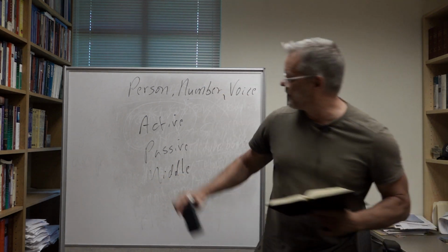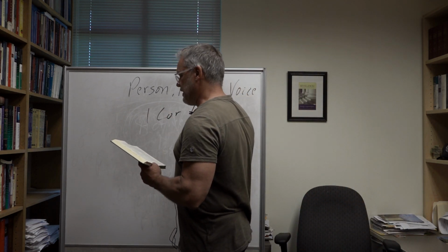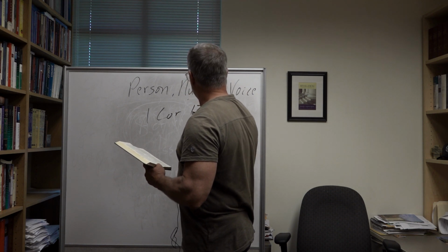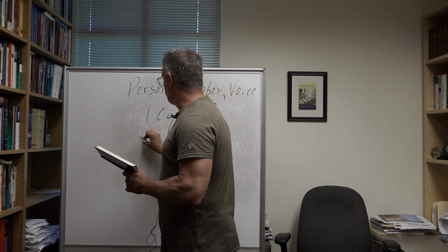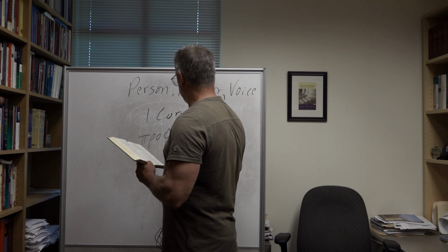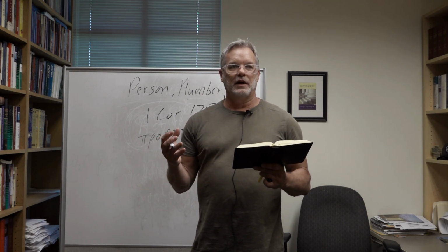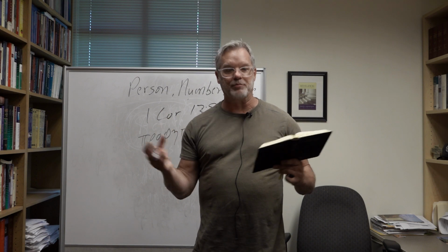He says, where there are prophecies, and again, I'm going to erase that and write this out. This is 1 Corinthians 13 and verse 8. So notice what he does. He says, where there are prophecies, which is one of the gifts that he's talked about, they will be done away with. They will come to an end. They will be brought to an end.